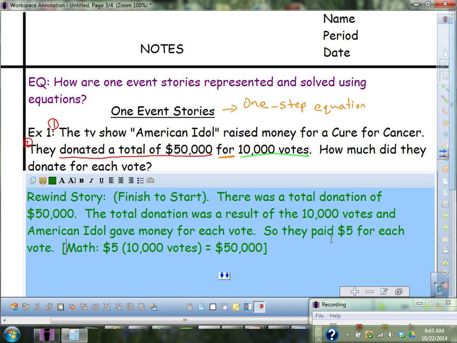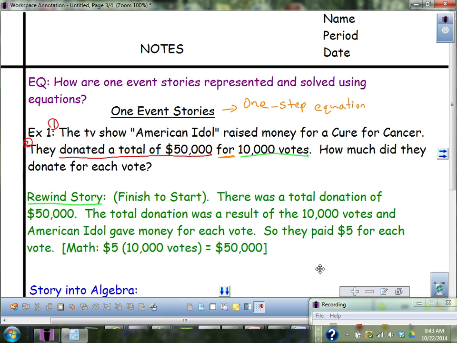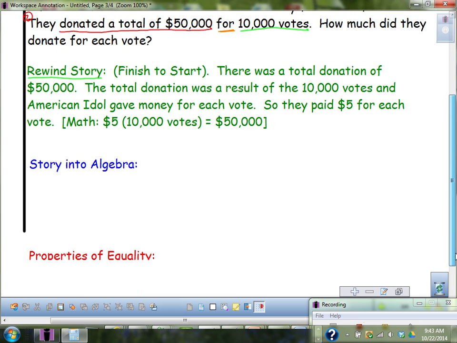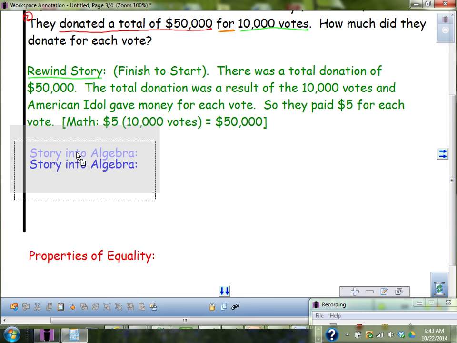So that'll be the second thing that you do on the project. But you guys are going to have different stories. Everyone have that written down? Alright. So again, your mind is going from story to algebra. So now this next part, go ahead and write story into algebra.